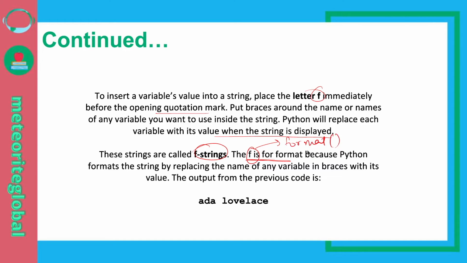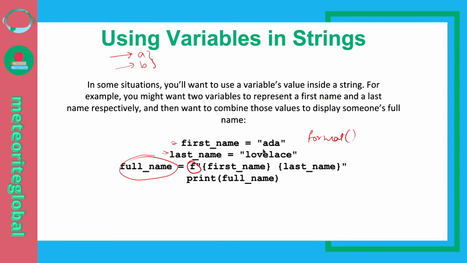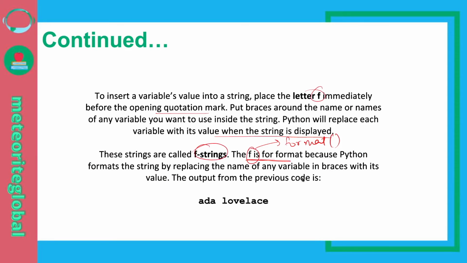Please keep in mind, these are very simple things. So in the previous question, first name is Ada, second name is Lovelace. So when I put it together, it becomes Ada Lovelace. Just like this one.